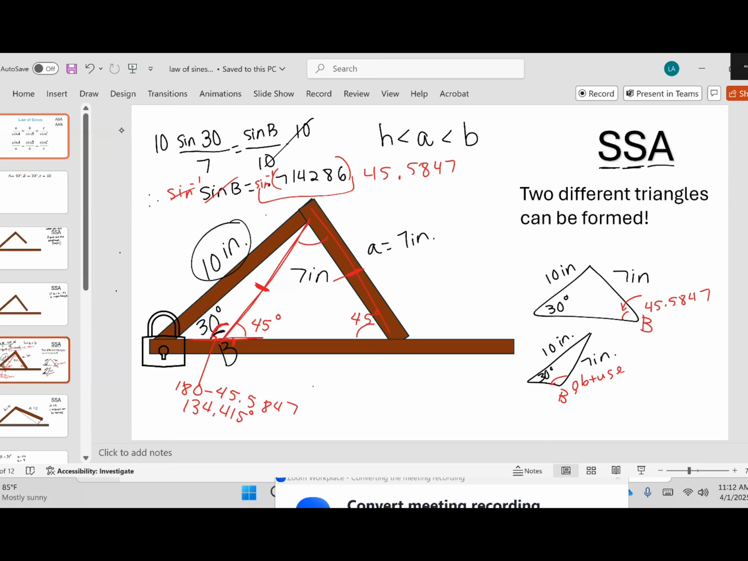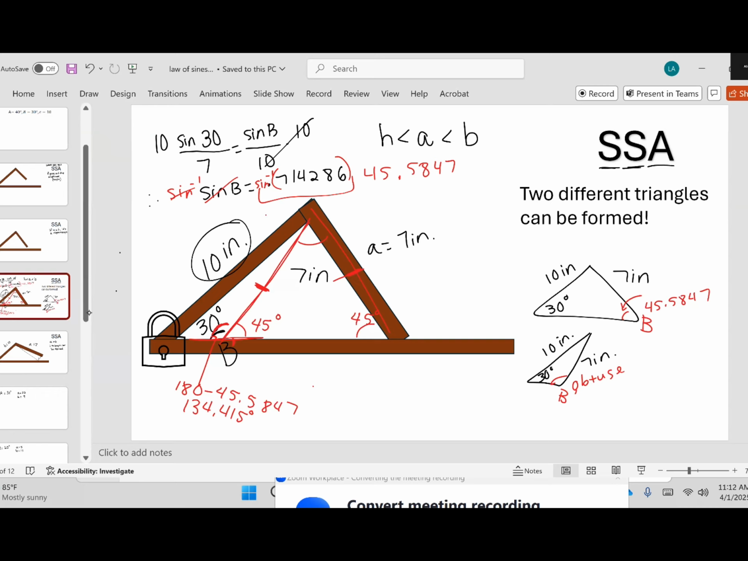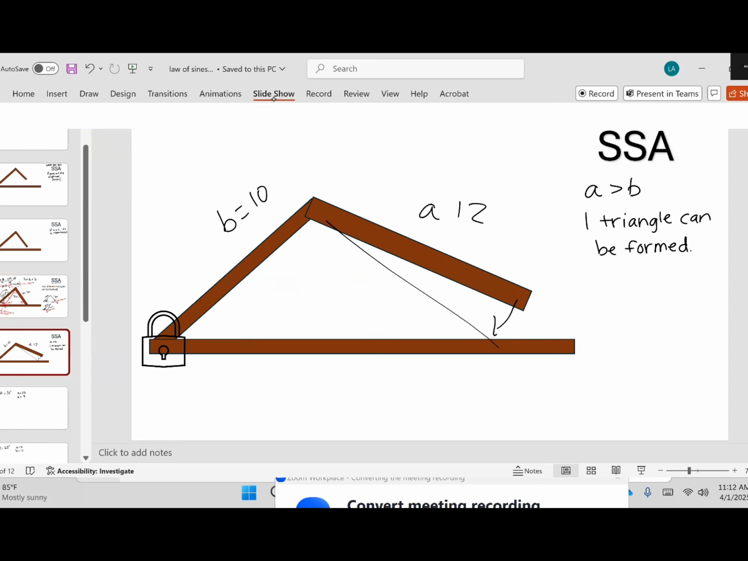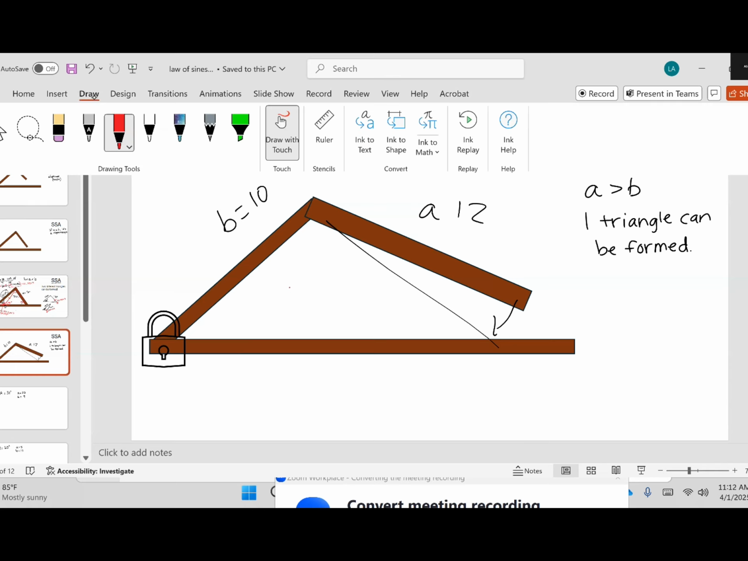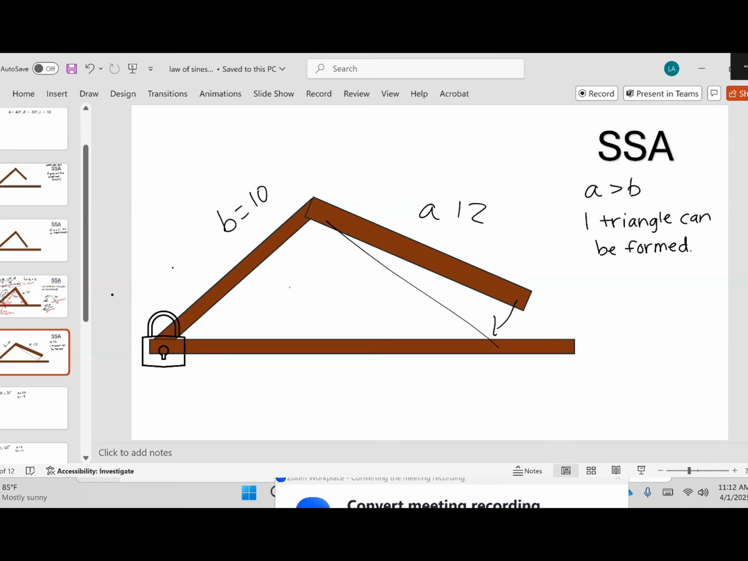Okay? All right, last case I want to show you, I think this is a long lesson, is whenever A is bigger than B. So in this example, I'm saying that your A value is 12. This is B, still 10. When it's bigger, it's just going to form one triangle. You can rotate this so that it closes and forms one triangle. And then use law of sines to figure out the rest of the information.